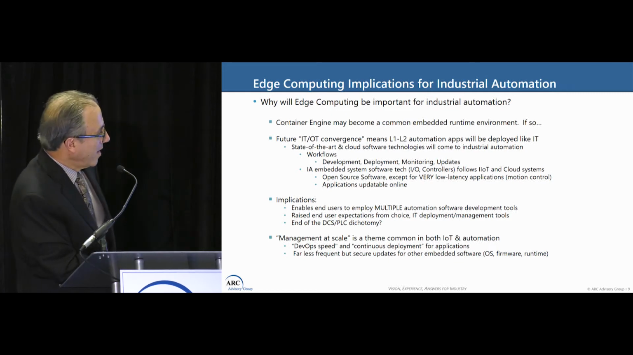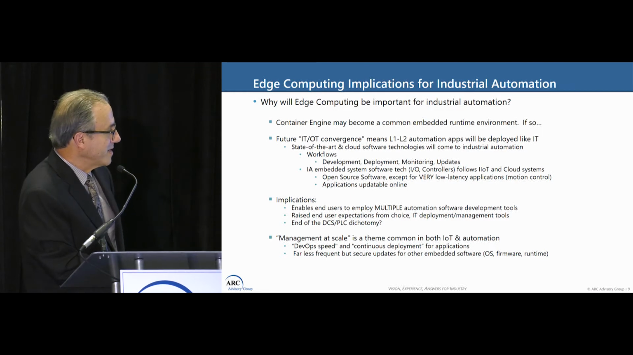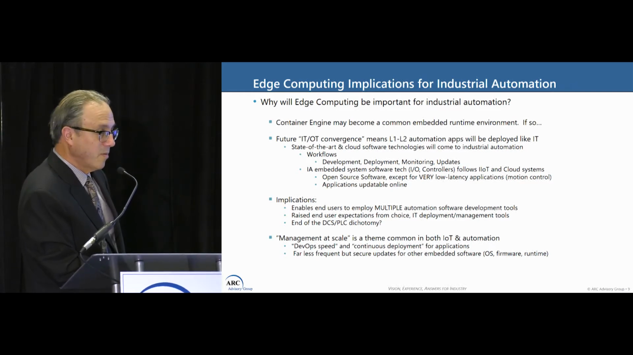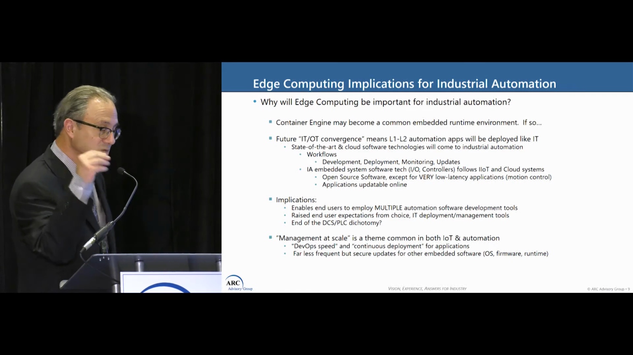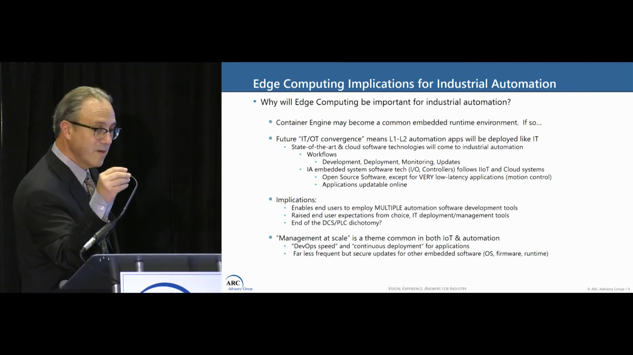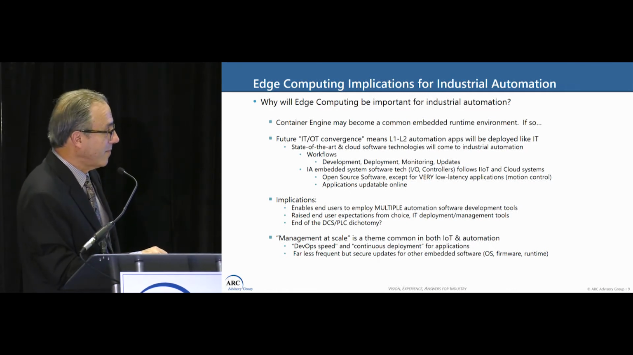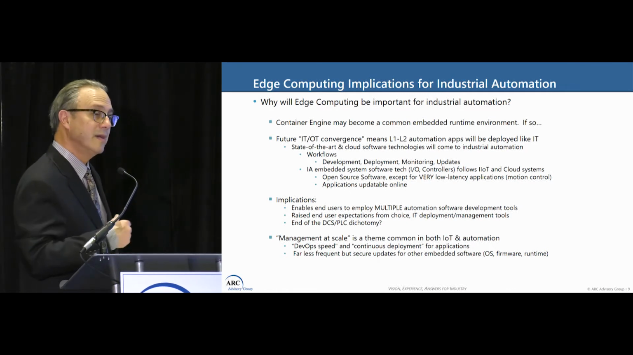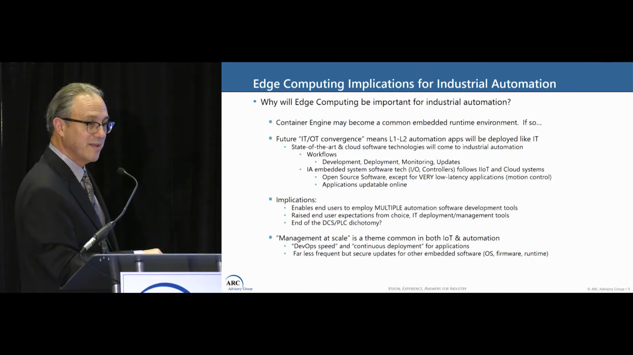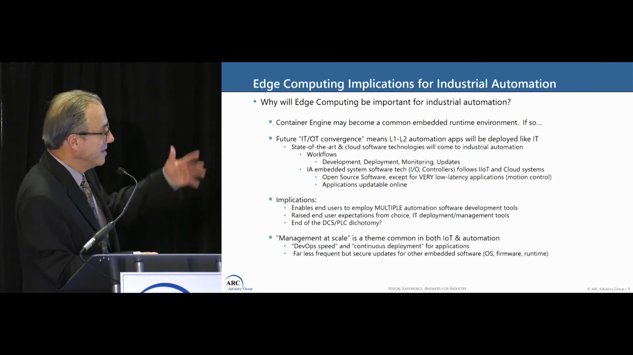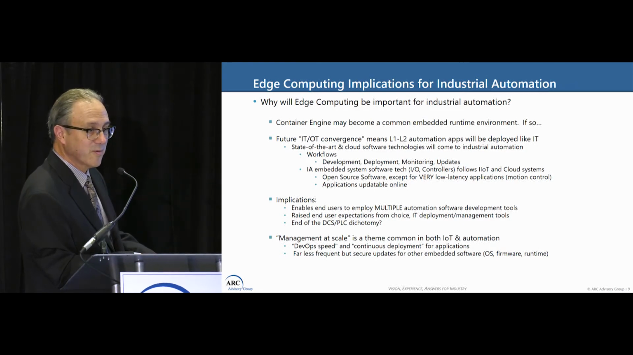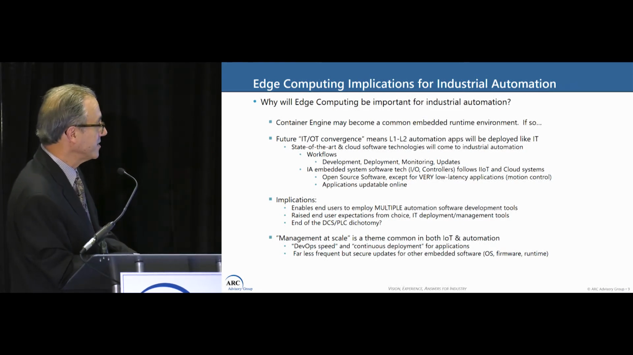So why will it be important for automation? I think a container engine may become a common embedded runtime environment. We're already seeing some of that. And in the open process automation space, a lot of what they are trying to do is standardize on the Purdue model level 1 and level 2 automation applications. And it's very possible now to deploy these in certain applications, just like we deploy software in the cloud, but pushing it out to the edge.